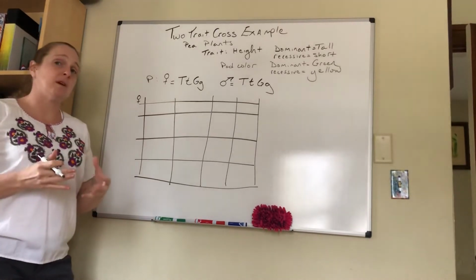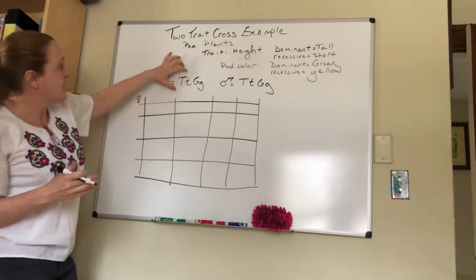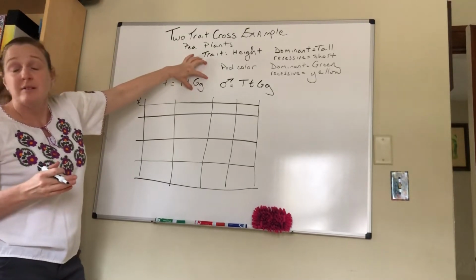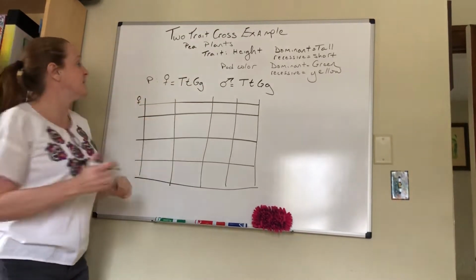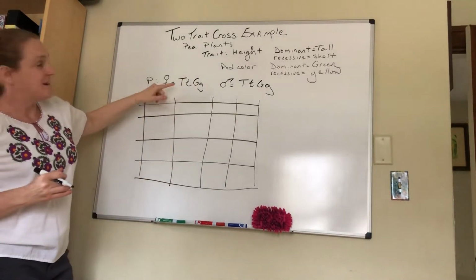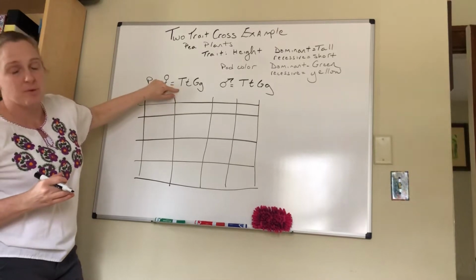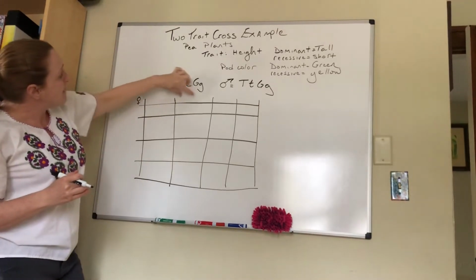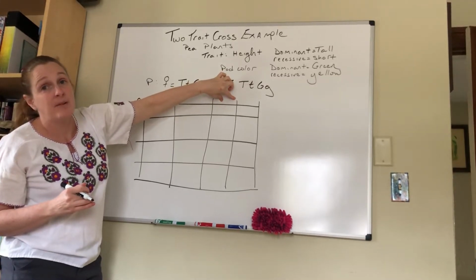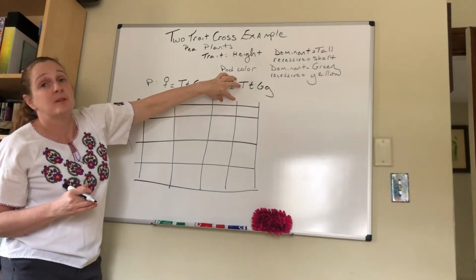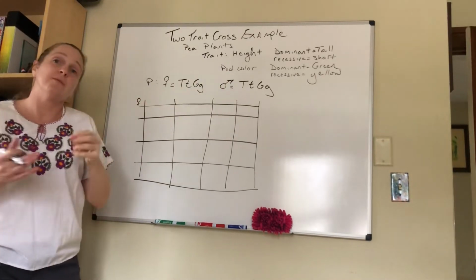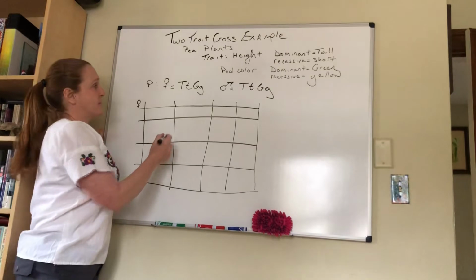What I next need to figure out is all of the possible combinations of height, letter T, and pod color, letter G, in each of these gametes. We're modeling meiosis. I'm starting with a diploid cell with 4 letters. My gametes are haploid, so I should only have 2 letters, 1 letter T and 1 letter G. In order to figure this out, I'm going to use the FOIL method.